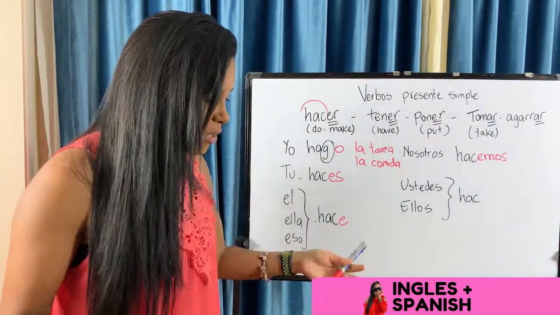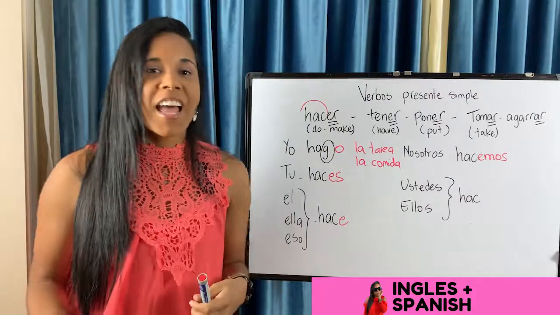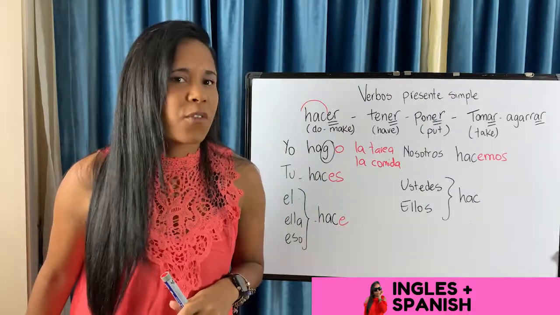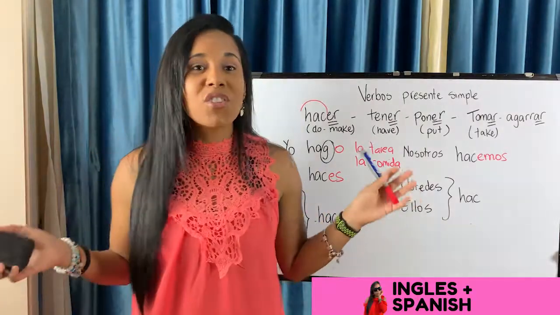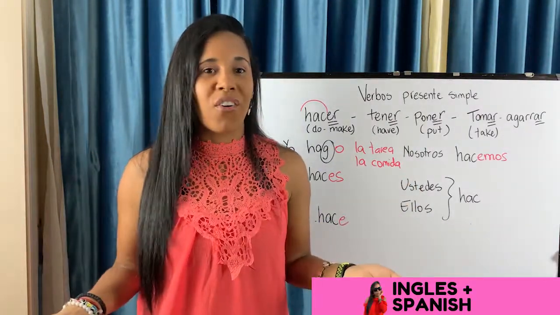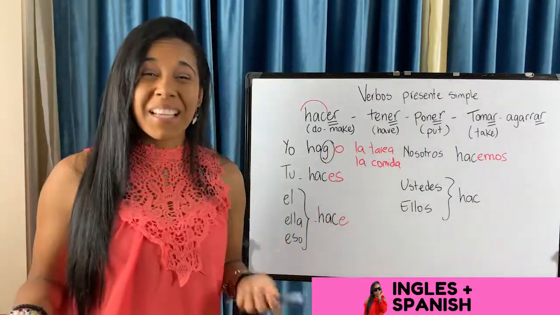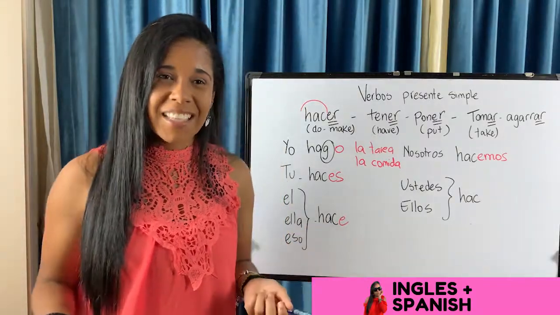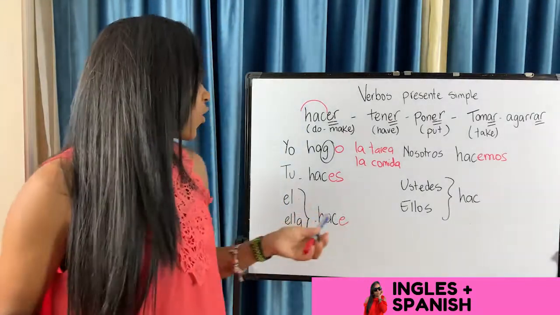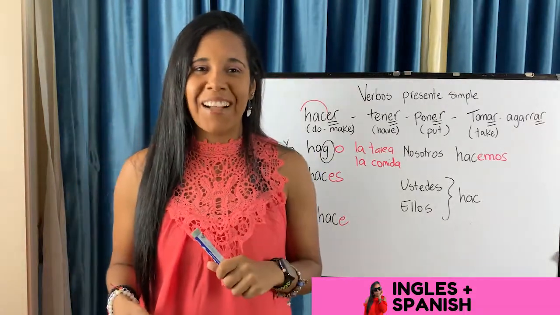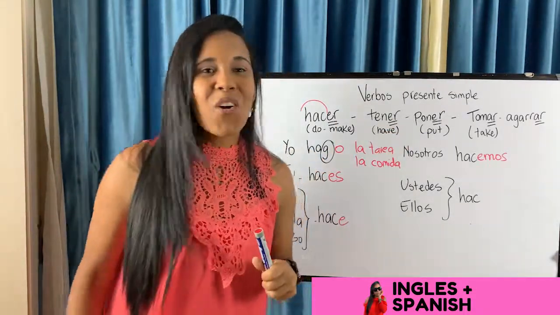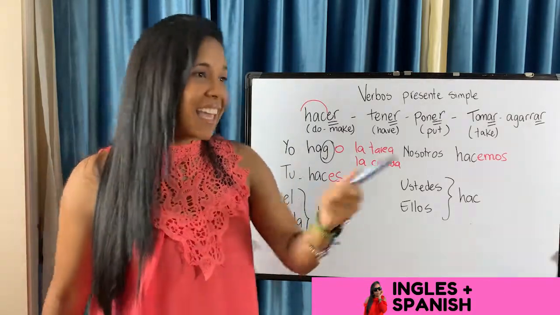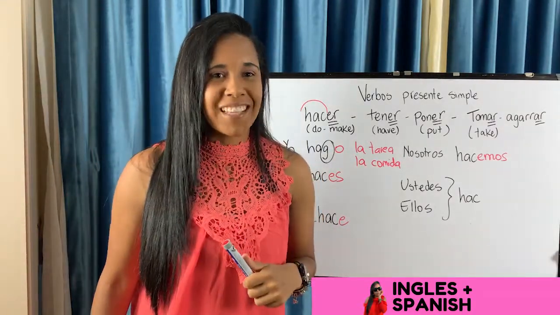Now, because we are advancing fast, let's make this sentence in negative form. You remember how to do it? So, we just have to add no. Okay? No, it's very simple because it's pretty similar in English, right? Okay. So, no. Yo no hago la tarea. Tú no haces la comida. Ustedes no hacen la tarea. Ellos no hacen la comida.